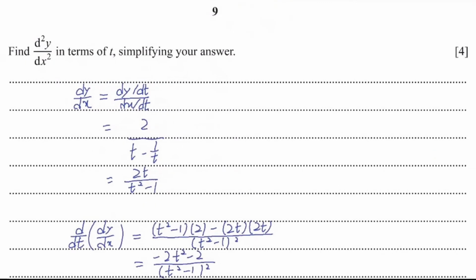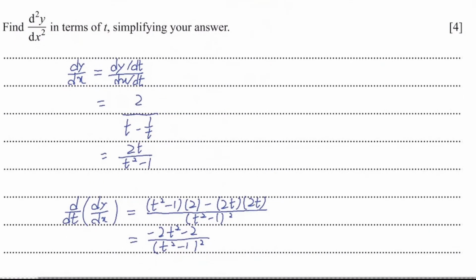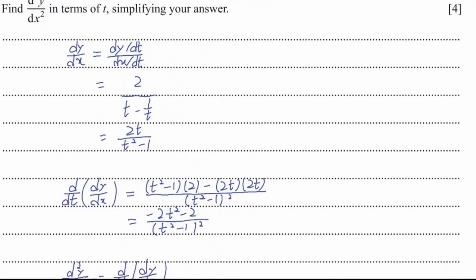So now they actually ask us to find d squared y over dx squared. To find that, we first need to find dy dx. So dy dx is very easy to find: dy dt over dx dt. We will actually get some expression which looks like this, not so friendly, okay?